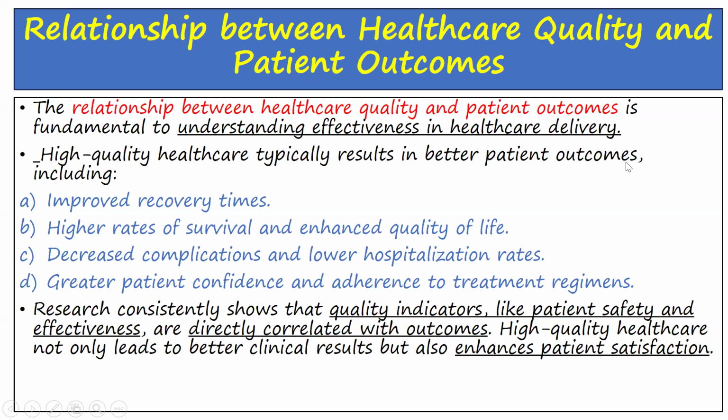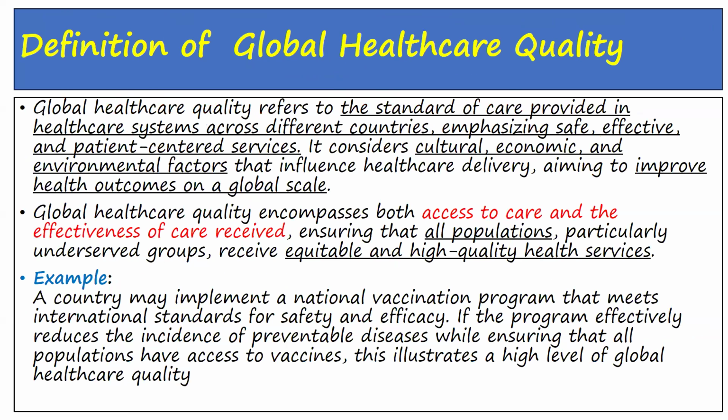What are the better patient outcomes? Improved recovery times, high rates of survival, and enhanced quality of life, decreased complications, and lower hospitalization rates, greater patient confidence, and adherence to treatment regimen. Now, that was our introduction to what quality is and what are the dimensions of quality and the relationship between quality and health outcomes. So number 2 is now the definition of, we're going global.